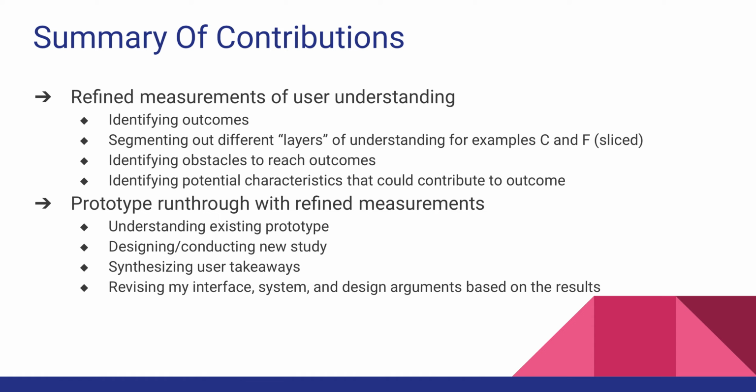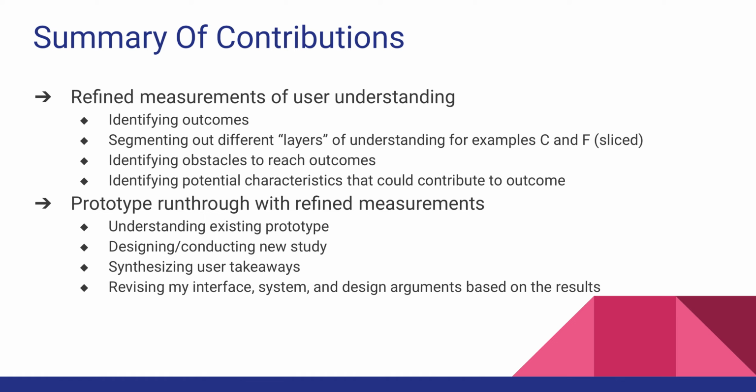They're both CSS grid examples. And what that allowed us to do is to focus on individual user understanding with regards to just that group of examples. I went about reasoning obstacles to reach the outcome, and the outcome is the different layers of user understanding, and identify potential characteristics that could contribute to the outcome, which sits in future work.